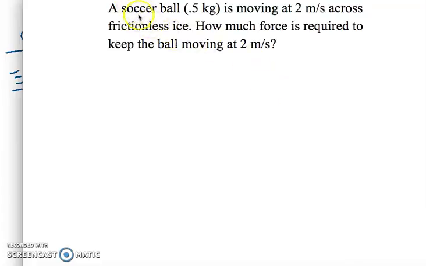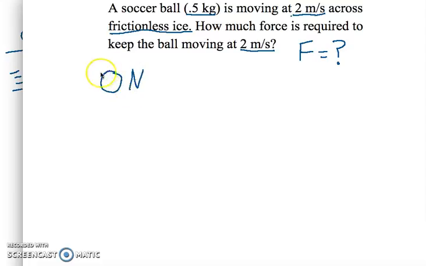So what do we have here? We have a soccer ball with a known mass moving at 2 meters a second across frictionless ice. How much force is required to keep the ball moving at that 2 meters a second? So we're looking for force. Let's think about it for a second. There's no friction. We can assume there's no air resistance unless it says otherwise too. So the answer to this is actually going to be 0 newtons. And I'll explain why in a second.